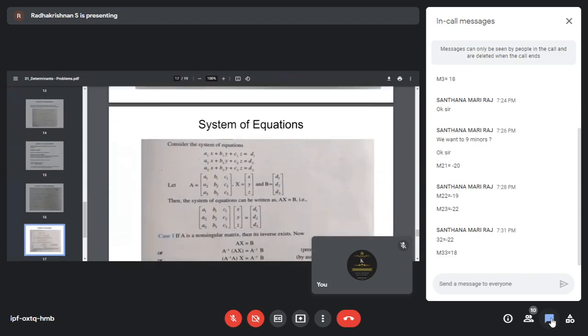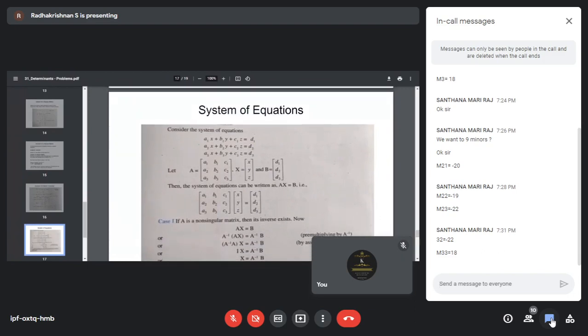But what is the use of all this inverting of matrices? It is mainly used in solving a system of equations, like simultaneous equations involving, let us say, three factors.